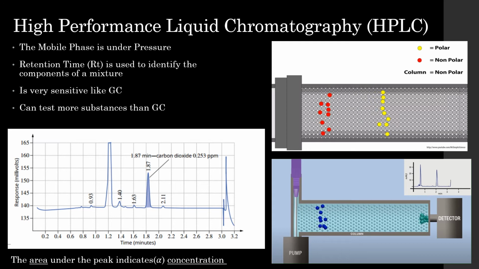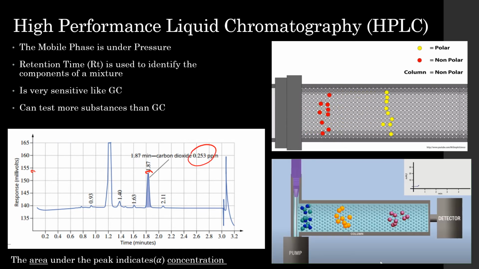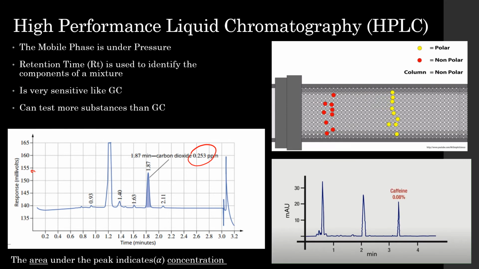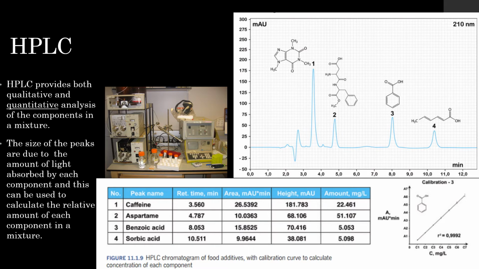So you can see that this doesn't really match up, does it? It says 0.253 ppm, but it's only going up to about 154 because we are looking at the area rather than the peak. Now, the peak will indicate concentration, but the area under the peak gives you a more accurate representation. You can see that the least soluble substances are swept out first as well in high performance liquid chromatography. So high performance liquid chromatography provides both a qualitative and a quantitative analysis of the components in a mixture, so that it's getting more and more precise in the measurements.